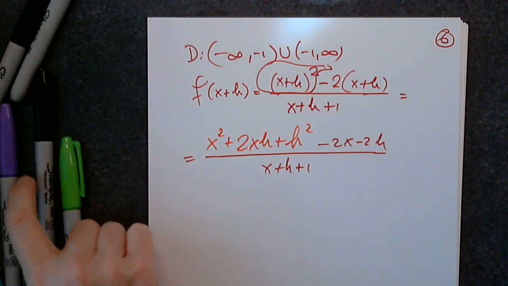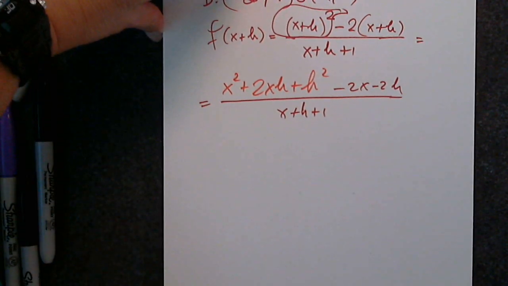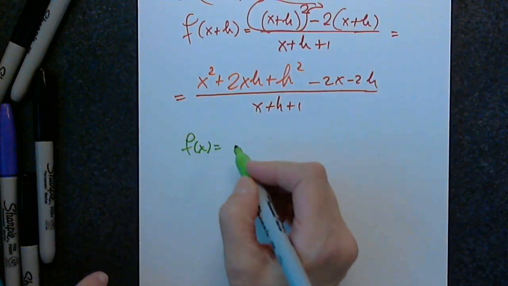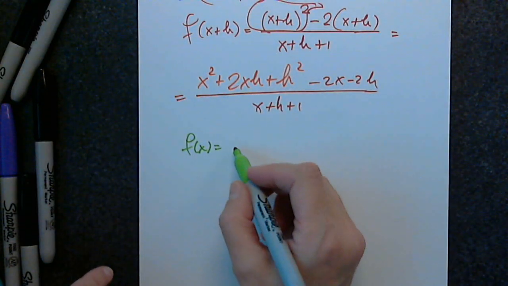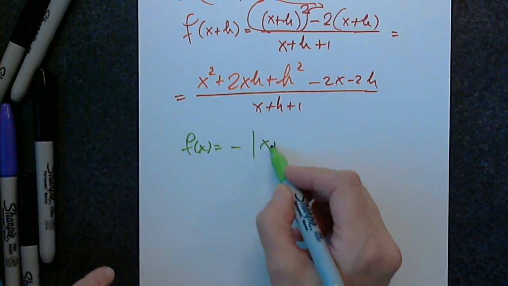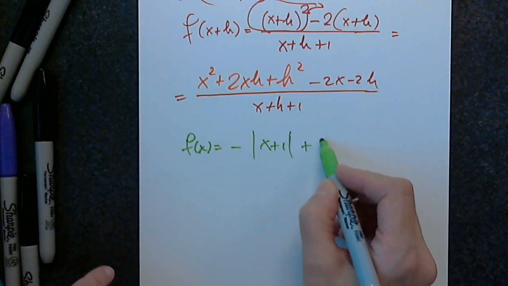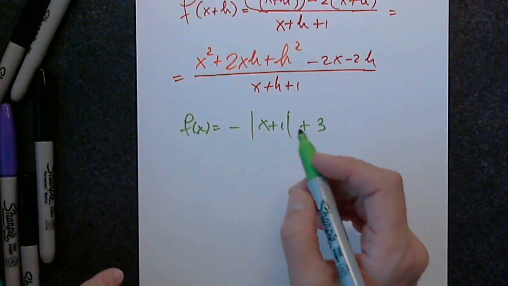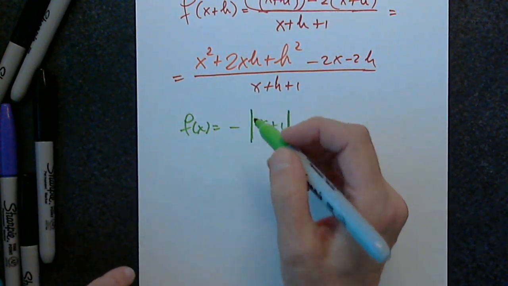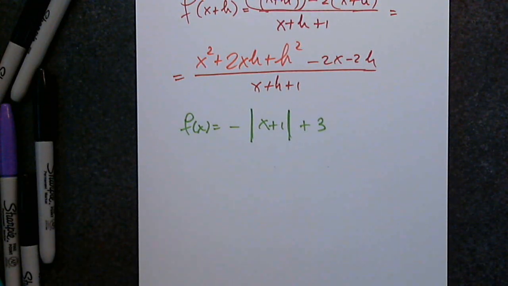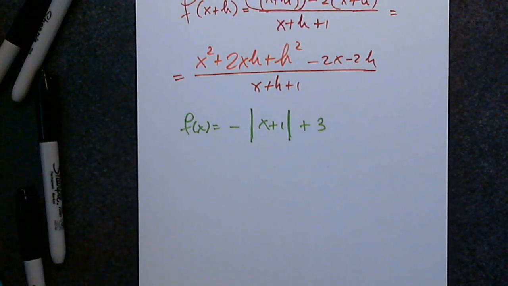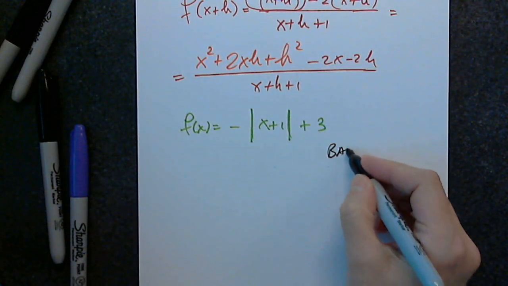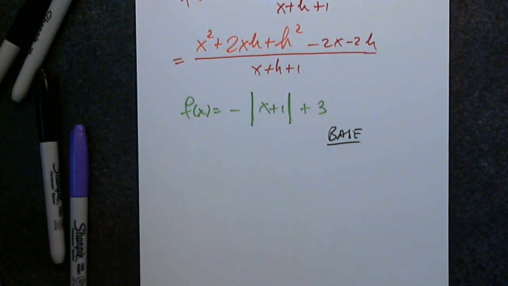Let's use some transformations. For example, let's say f of x equals negative the absolute value of x plus 1, and plus 3. We have to present the transformations in the order of operations. And we have to start with the base function. So what is the base function here?